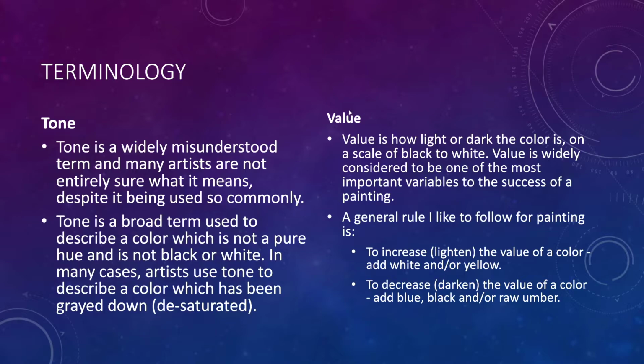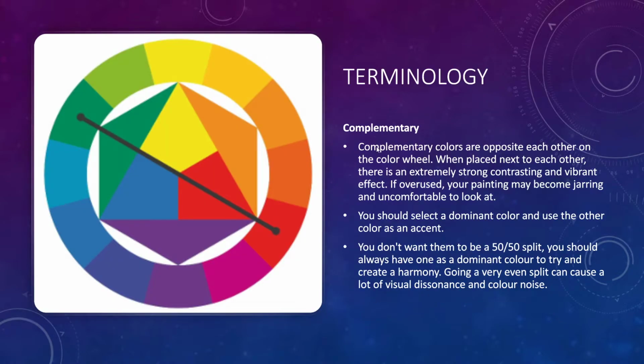Value. So value is another one. It doesn't mean how expensive it is. Value is how light or dark the colour is on the scale of black to white. Value is widely considered to be one of the most important values in the success of a painting. So using various values, you don't want to have a character that's all one colour or one value. You want to try and vary it up because you need visual contrast. Okay? So terminology, so another one.